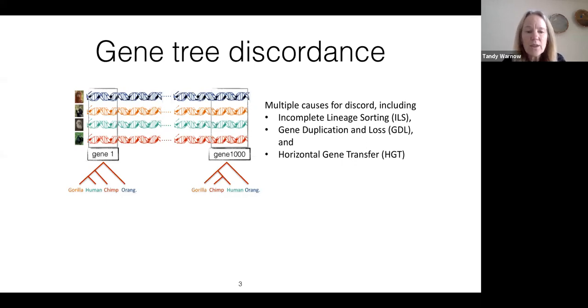So I just want you to note that if the true species tree has human and chimp as siblings, then you would have it over here. But over here, the gene tree has human and gorilla as siblings. So there can be different gene trees that have different tree topologies.